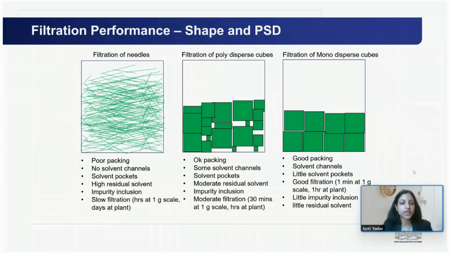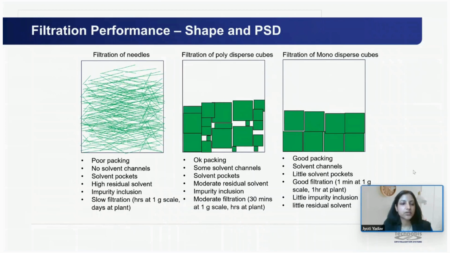The second figure is the filtration of polydispersed cubes. You can see it here. The packing space has reduced because of the small spaces or pockets in between. Trapping of solvent and impurity inclusion are possible. So this type of packing and particle shape results in moderate filtration efficiency.